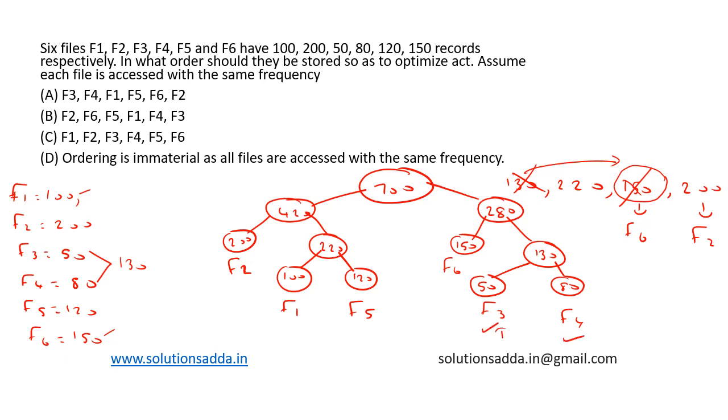So let me write the ordering: 1, 2, 3, 4. This would be 5. This would be 6. This would be the ordering. That is F3, F4, F1, F5, F6 and F2. So based on the options, option A is the right answer here.